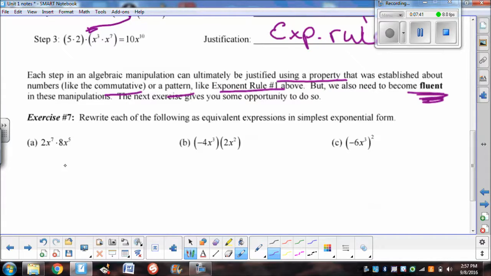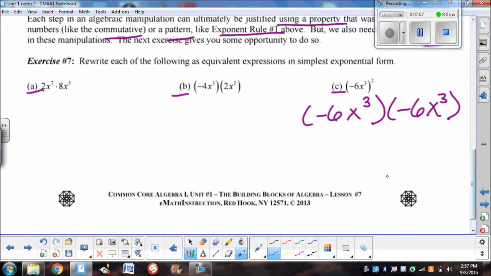So, I'm going to let you do A, and I'm going to let you do B as well. I'm going to do C. So this means negative 6x to the 3rd times itself twice. So now I can think about this multiplication. So negative 6 times negative 6 is negative 36. Whoops, I lied. It's positive 36.